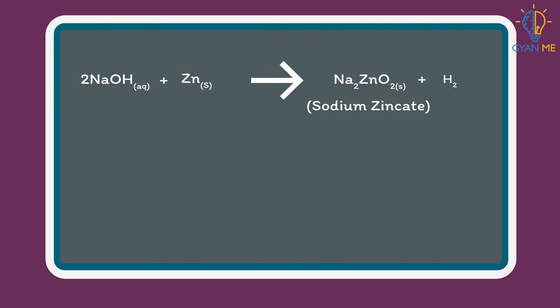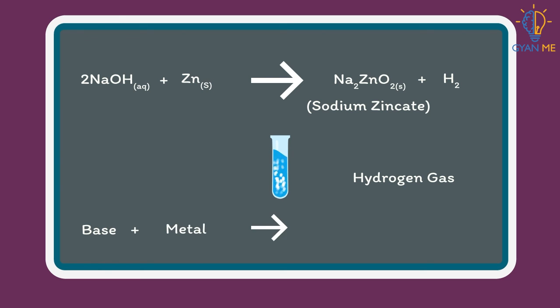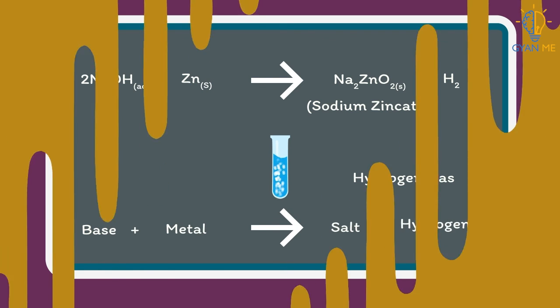Now, let's write the chemical equation of this experiment. Sodium hydroxide plus zinc gives sodium zincate plus hydrogen gas. Students, here it is also clear from the equation that hydrogen gas is produced in the reaction of metals with base. However, as already pointed out, such reactions are not possible with all metals. Thus, we summarize that the reaction of metal with base is base plus metal gives salt plus hydrogen gas.